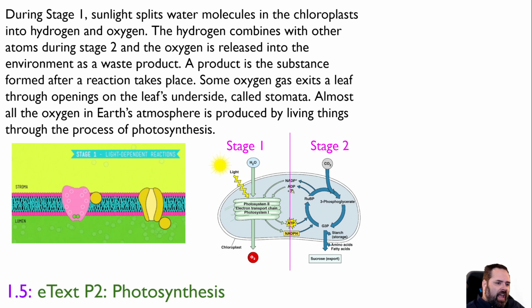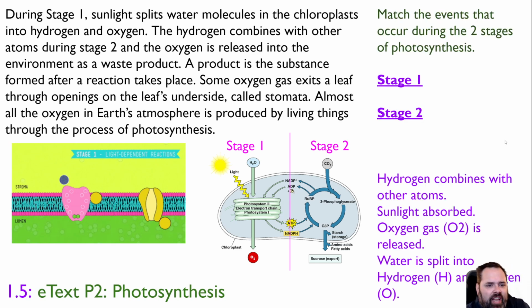Some oxygen gas exits a leaf through the openings on the underside of the leaf. They're called stomata. Almost all oxygen in Earth's atmosphere is produced by living things through the process of photosynthesis. All of our oxygen is coming from the plants? Almost. Wow, that's pretty cool.